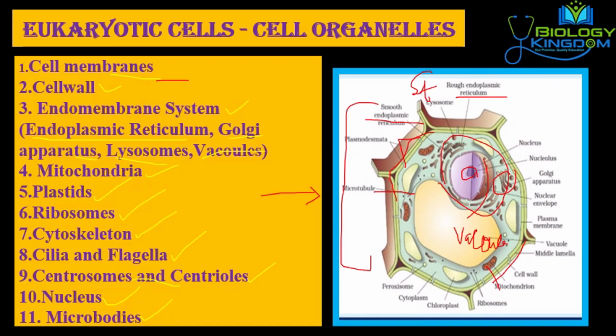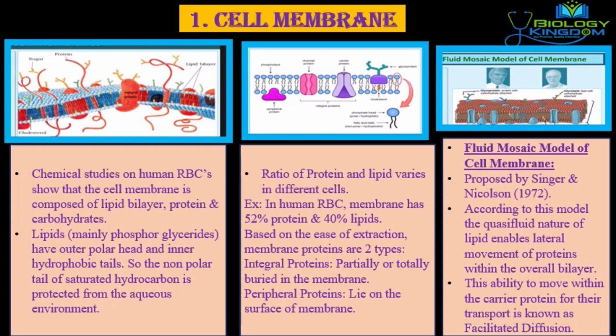Now let's discuss each one. Coming to the cell membrane, the chemical studies were first conducted on human RBCs. The main point to remember here is that the cell membrane is a bilayer composed of lipids, proteins and carbohydrates. In this layer we have protein, and carbohydrates present in the form of sugar attached to protein. So here we have a combination of both.